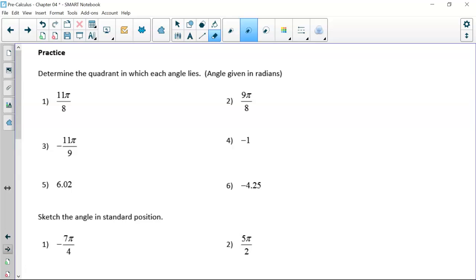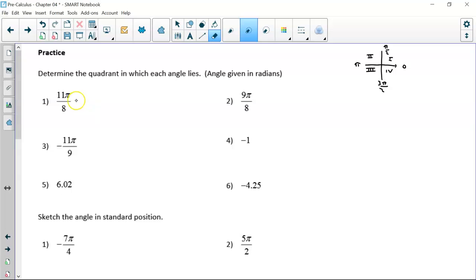Some extra practice problems. Now, keep in mind, we have 0, pi over 2, pi, and 3 pi over 2. That's going to be our quadrant 1, quadrant 2, quadrant 3, and quadrant 4.